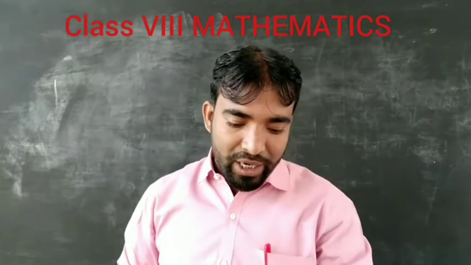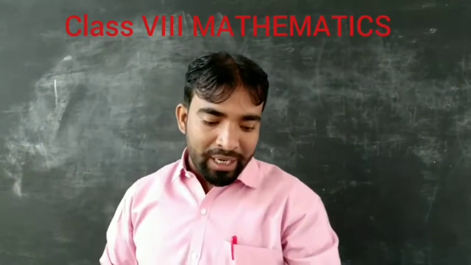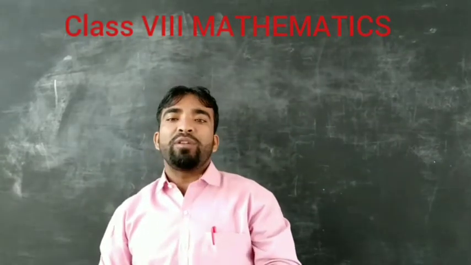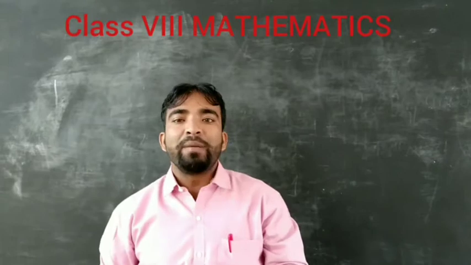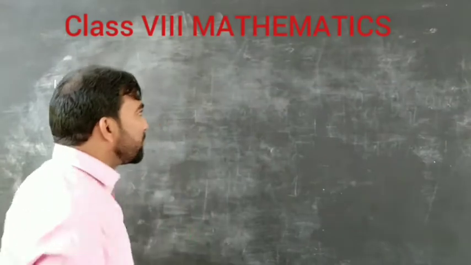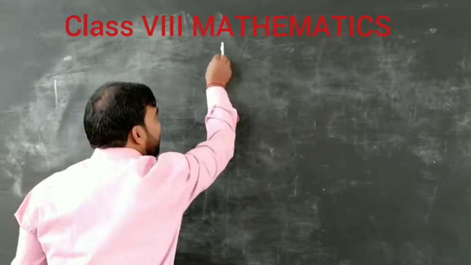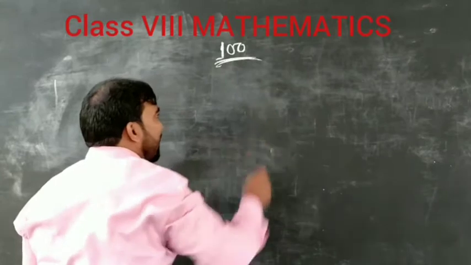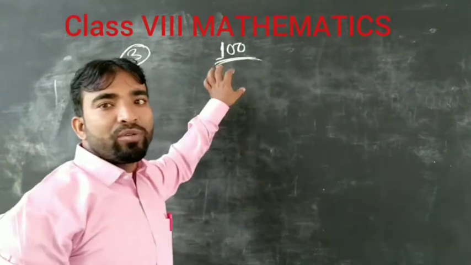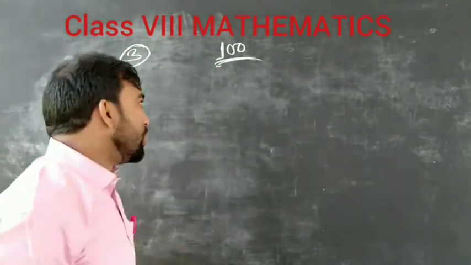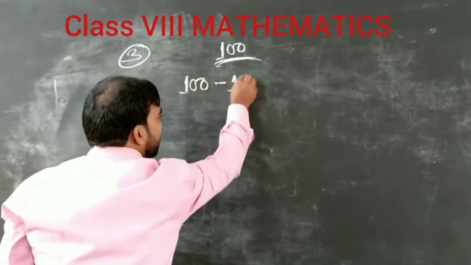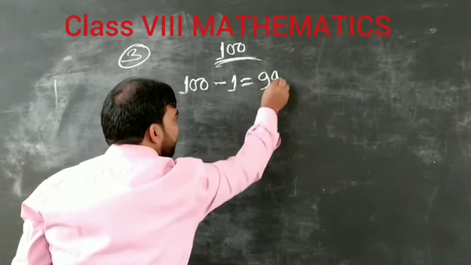As for example, in exercise 6.3, question number 3, it is given: find the square roots of 100 and 169 by repeated subtraction method. How to find the square root of this 100 by repeated subtraction method? So the given number is 100. We have to find the square root of this number by repeated subtraction method. So we'll start now. We'll subtract 100 minus 1, that is, we are getting 99.